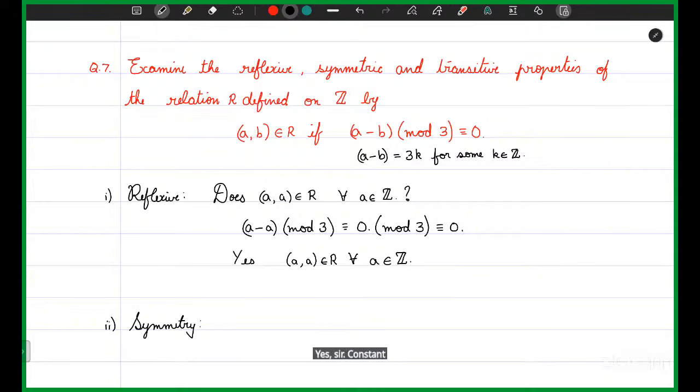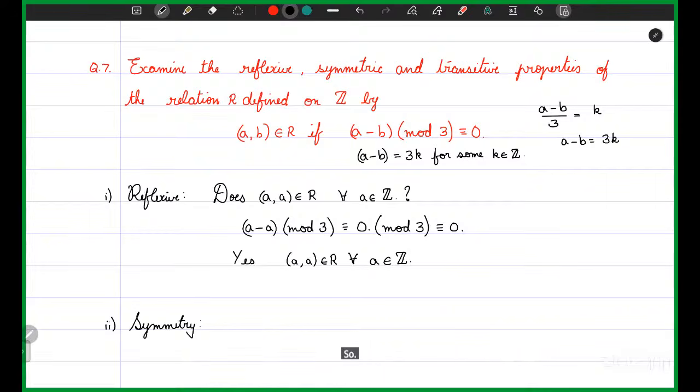Sir, I can't understand the step a minus b equal to 3k. So what does a minus b mod 3 equal to 0 mean? If I divide a minus b by 3, I'll actually get an integer, right? Because the remainder is 0. Yes, sir. Is that fine? So I just rearrange this and I get a minus b is equal to 3k.